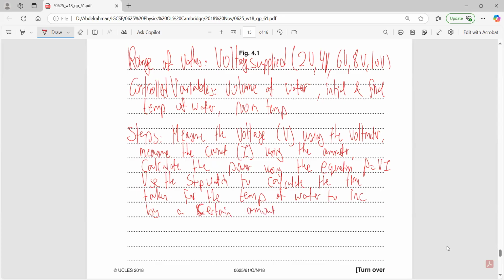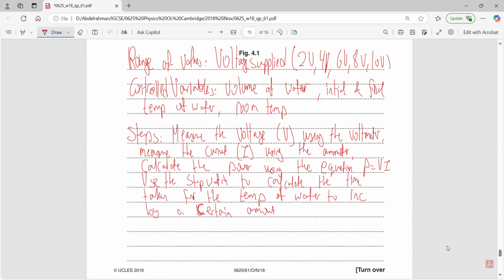Should we say increase V and I to have more temperature? Yes, we will say repeat the experiment using different values of V. Yes, this is in the conclusion. We will repeat the experiment using different values of V, and that's why we wrote down the values of V in the range of values. So you have to write down the steps, and write down as much detail as you can think of. Whatever details you want to write down in the steps, just write them down.